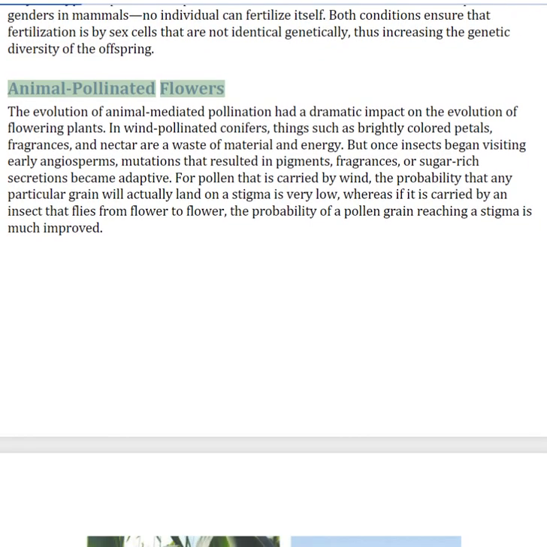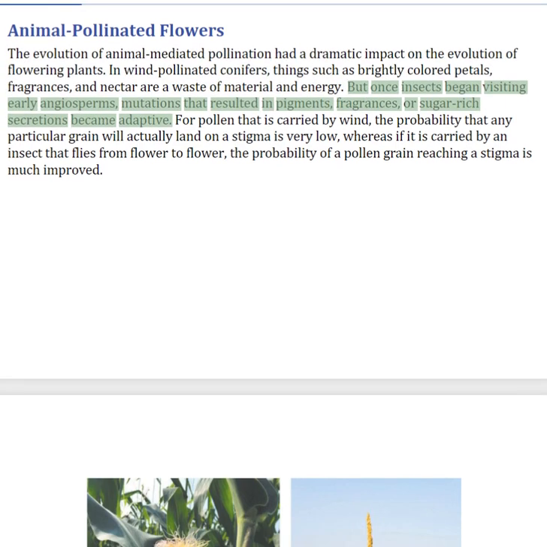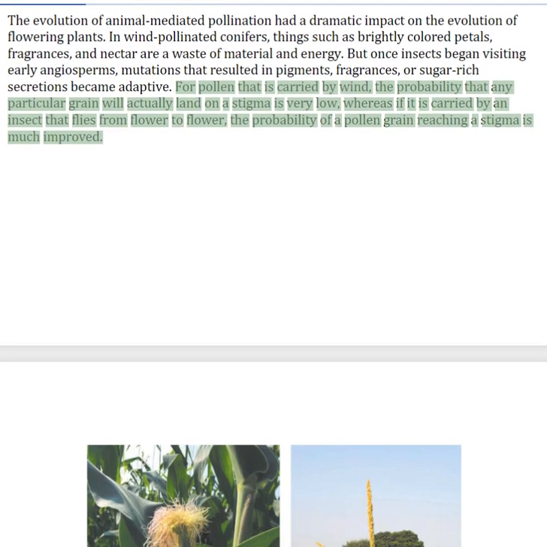Animal-pollinated flowers. The evolution of animal-mediated pollination had a dramatic impact on the evolution of flowering plants. In wind-pollinated conifers, things such as brightly colored petals, fragrances, and nectar are a waste of material and energy. But once insects began visiting early angiosperms, mutations that resulted in pigments, fragrances, or sugar-rich secretions became adaptive. For pollen that is carried by wind, the probability that any particular grain will actually land on a stigma is very low, whereas if it is carried by an insect that flies from flower to flower, the probability of a pollen grain reaching a stigma is much improved.